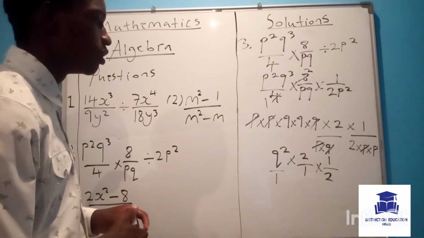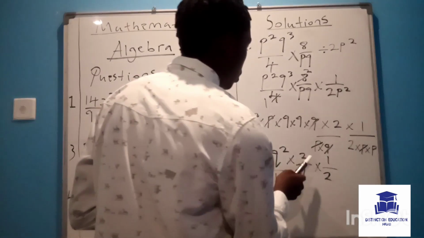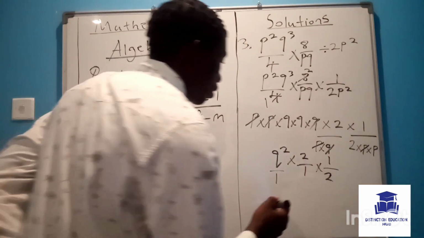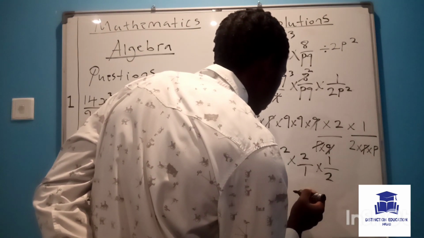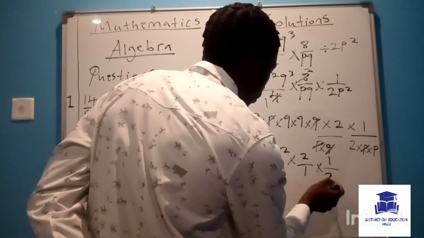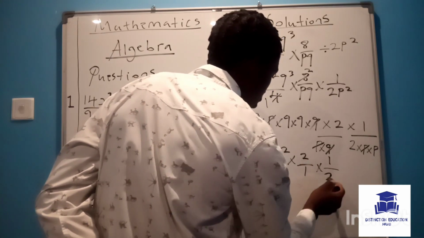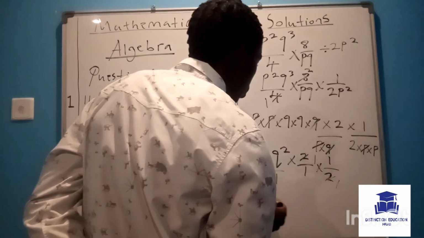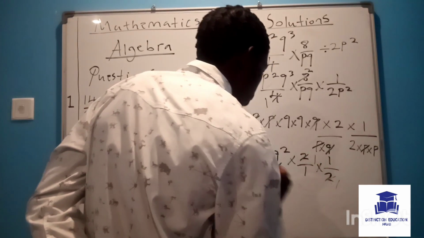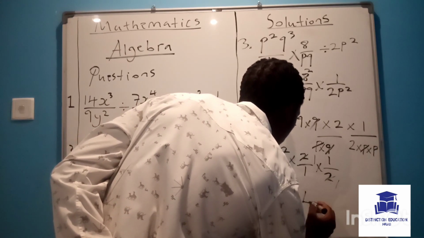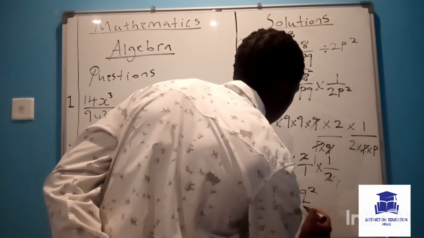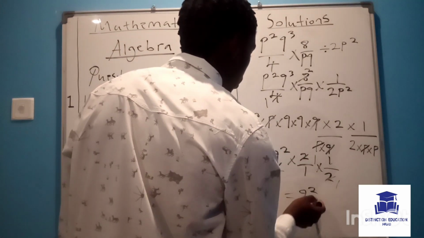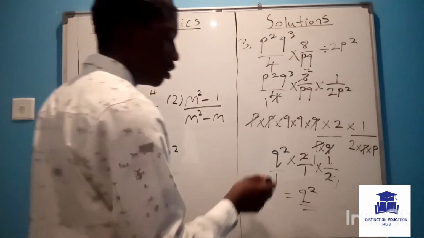Then you simply multiply. You multiply 2 times Q squared times 1. You have a 2 here and you have a 2 here. So you can divide 2 into 2, 1, 2 into 2, 1. Then you remain with Q squared. That's your answer.